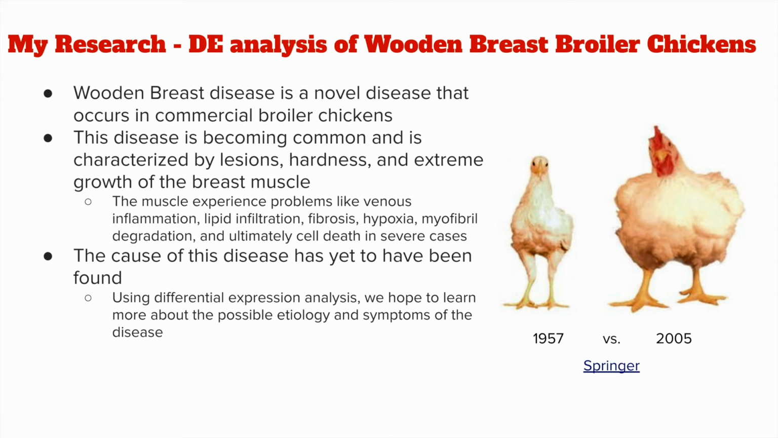Wooden breast disease is a novel disease that affects the breast muscle of commercial broiler chickens, and it is characterized by muscle hardness and extreme growth of the breast muscle, and many lesions are present within this muscle, like lipid infiltration, fibrosis, hypoxia, and ultimately cell death. The cause of this disease sadly has yet to have been found, but using this differential expression analysis, we hope to learn a lot more about the possible causes of this disease and a lot more about the symptoms of the disease as a whole.